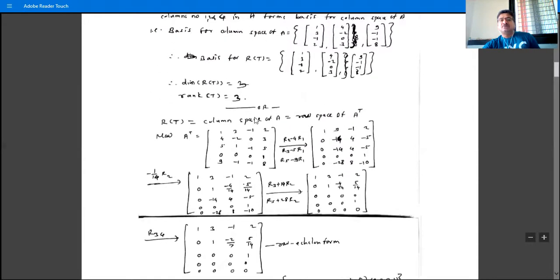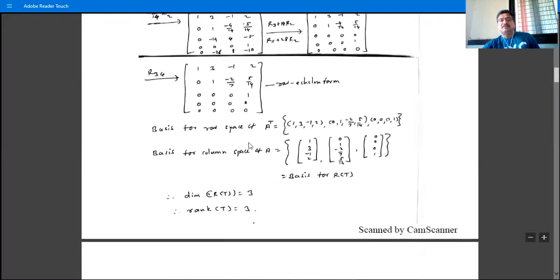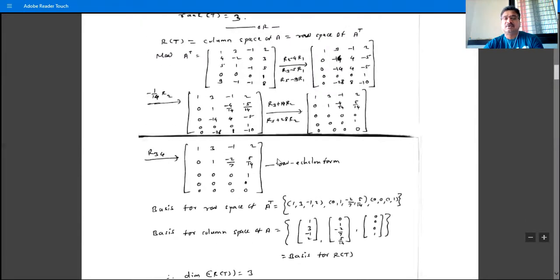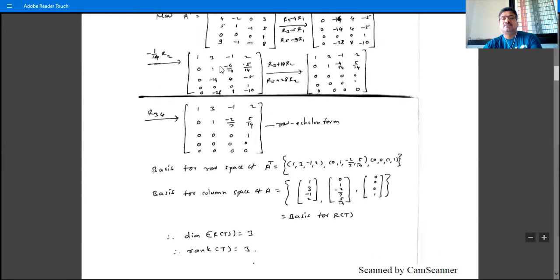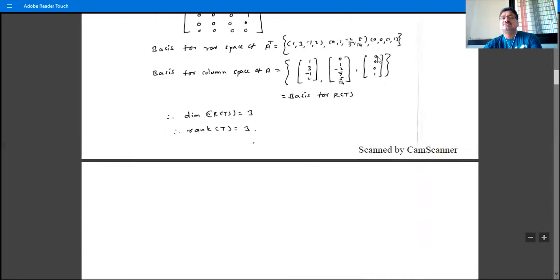And the row space of A transpose is the column space of A. And therefore, what is the basis for the column space of A? Write these vectors as column vectors. So 1, 3, minus 1, 1, 2, 0, 1, minus 2 by 7, 5 by 40. This minus 4 by 14 means minus 2 by 7 after calculation. And 0, 0, 0, 1. So this is the basis for RT.